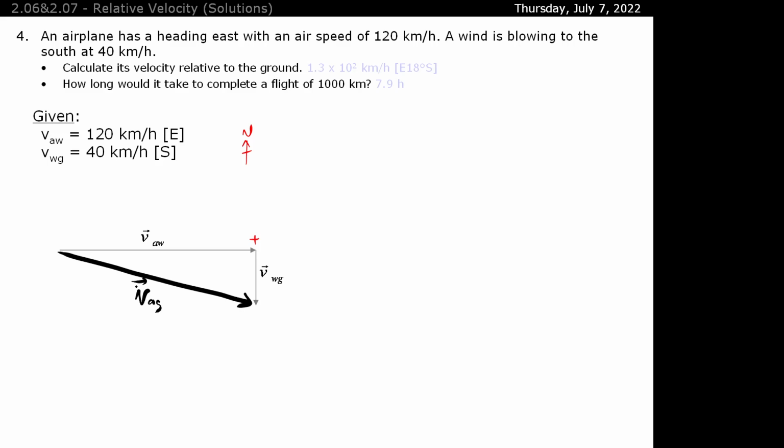It's very similar to how you would deal with displacement. For example, in our previous lesson, delta d_R is equal to delta d1 plus delta d2, plus so on and so forth if you have more to add. Except that here we're not dealing with displacement, we're dealing with velocity. So the velocity of A relative to G is equal to V A to the medium, where the medium here is the wind, plus V, the medium, to the ground.